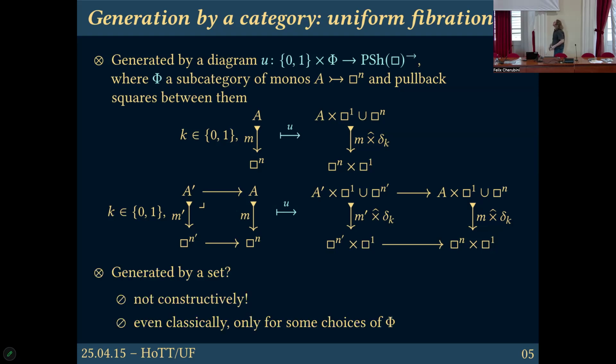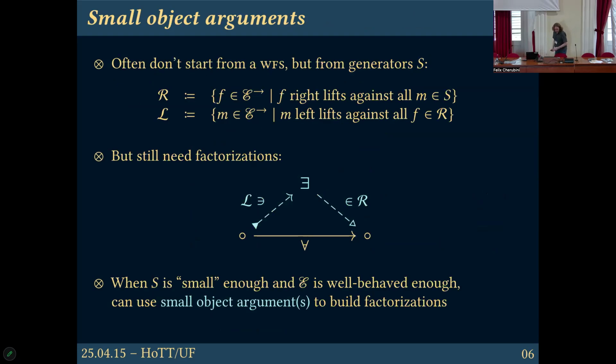Okay, so this is not constructively generated by a set. This factorization system is generated by this category. And even classically, for some choices of allowable sub-objects, we're pretty sure that it's not generated by a set.